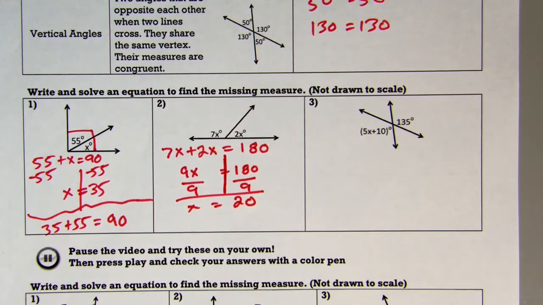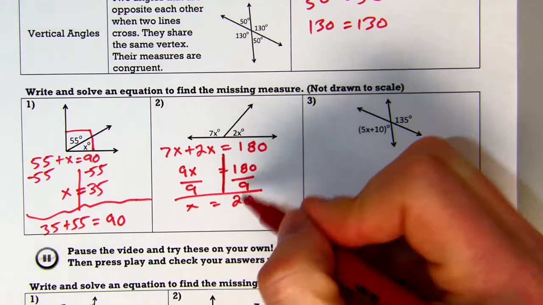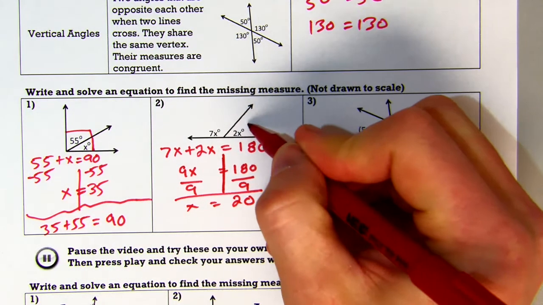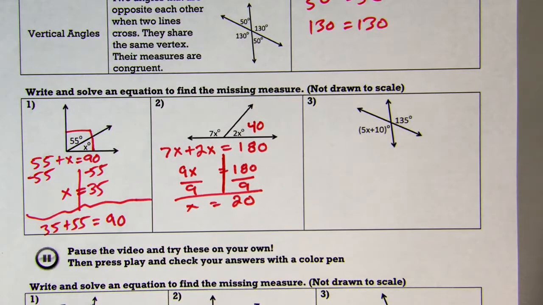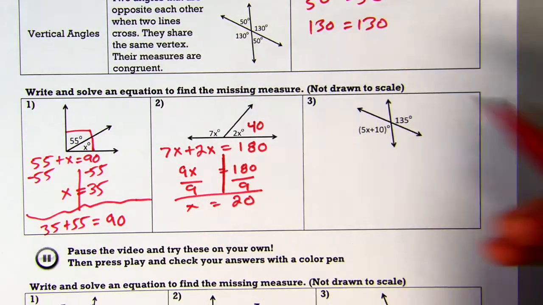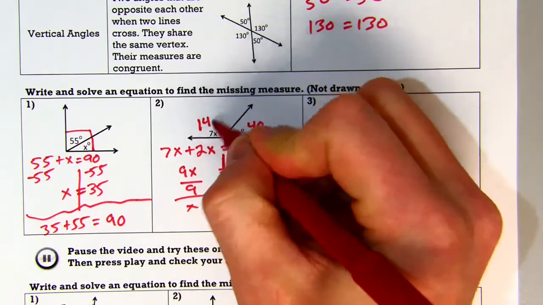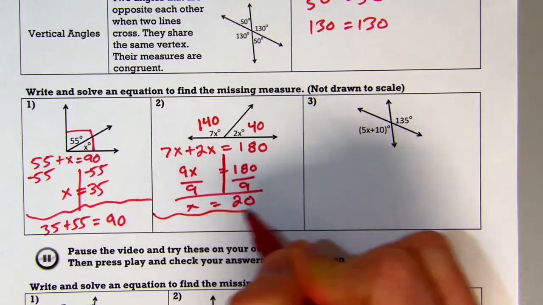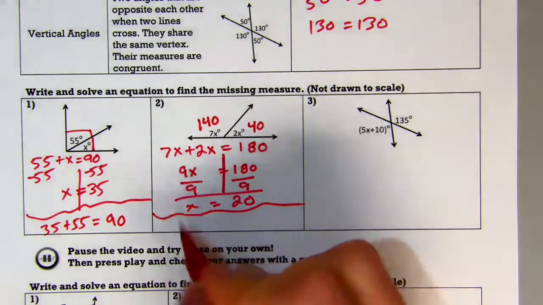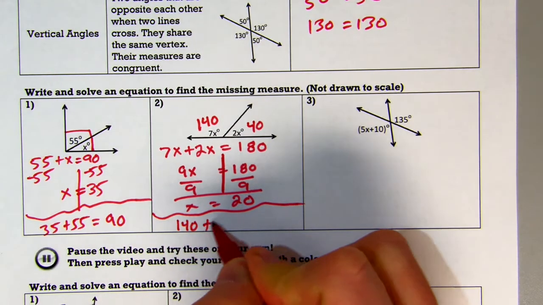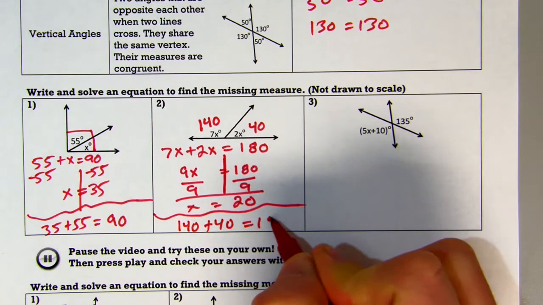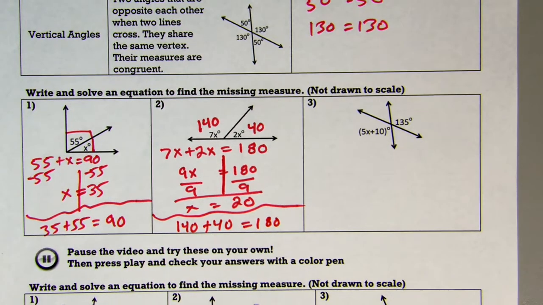Now I'm not finished with this one. I need to actually plug x in. So if I plug 20 in here, I should get an answer of 40, 2 times 20. And if I plug 20 into here, I get 7 times 20 is 140. I'm going to check to make sure those add up to 180. 140 plus 40 does equal 180, so yes, it does work.